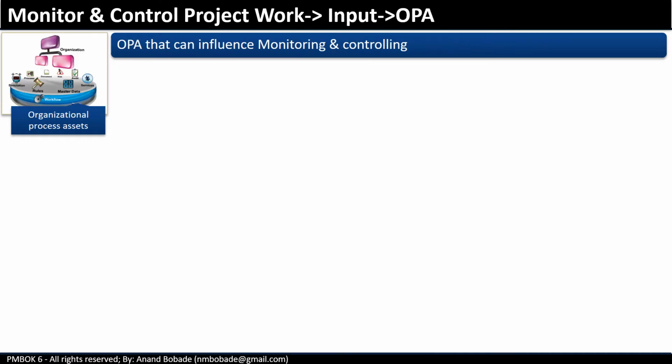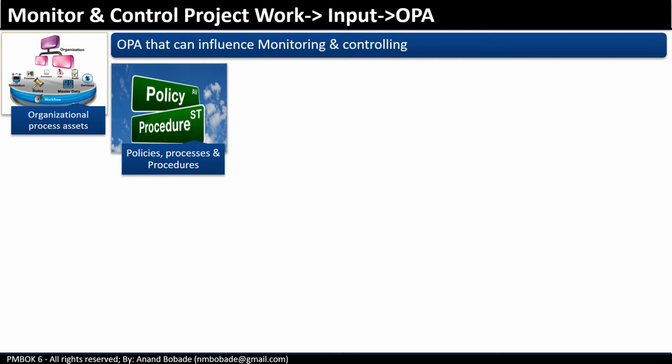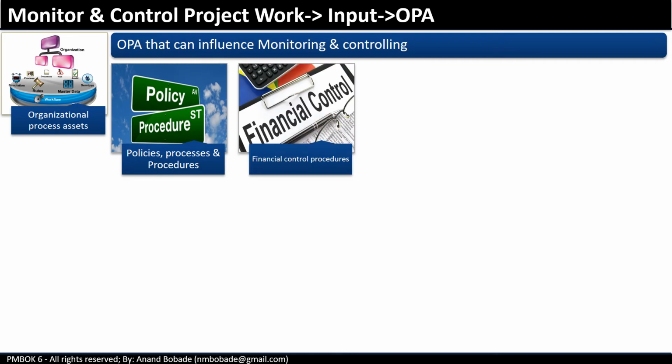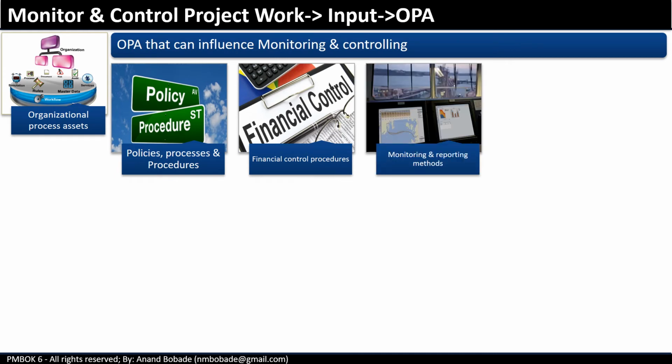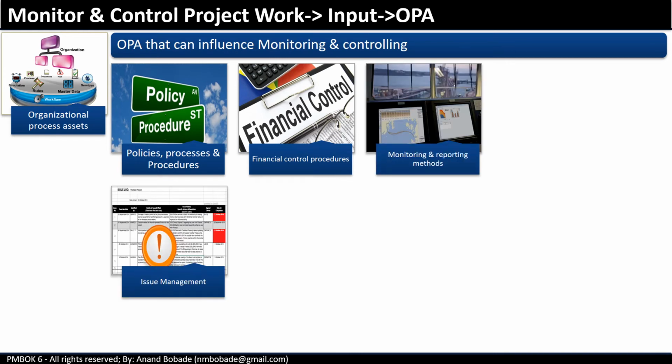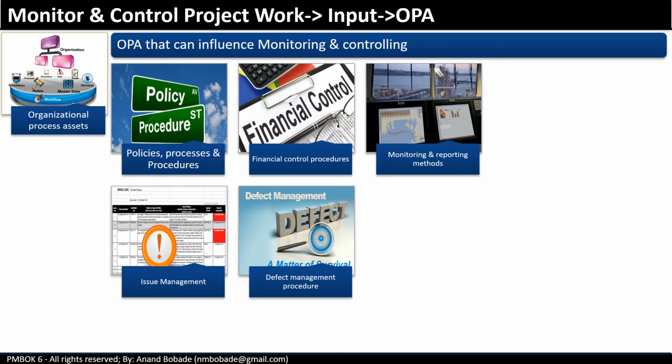Organizational process assets. Again, there are various OPAs which can influence the project. Of course, as a project manager, I would like to influence it positively. So what are those? Policies, processes and procedures. Financial control procedures, for example, accounting codes, payment terms, within how many days invoices will get processed. Monitoring and reporting methods. Issue management: how the issue lifecycle is managed, what the escalation levels are. Defect management procedure, for example, how defect management happens for a software project, what the categorizations of defects are, how many testing cycles are used, and so on.